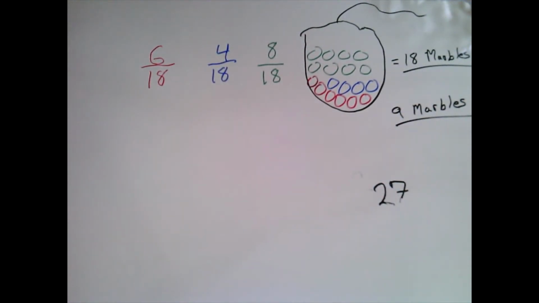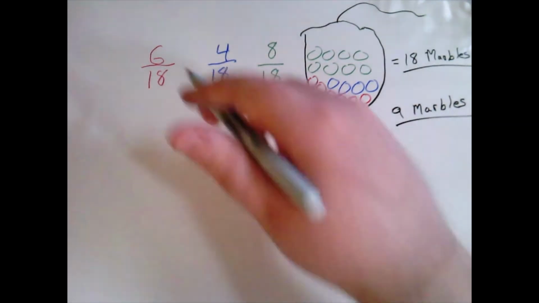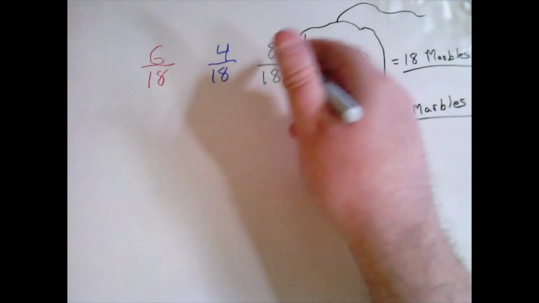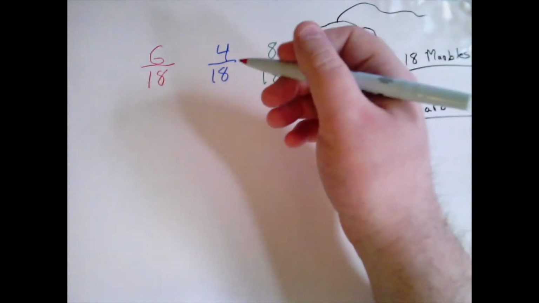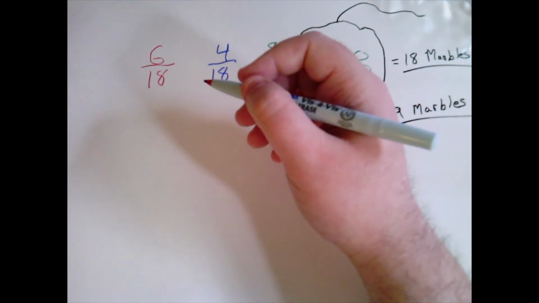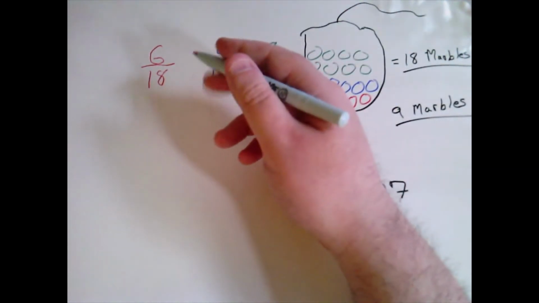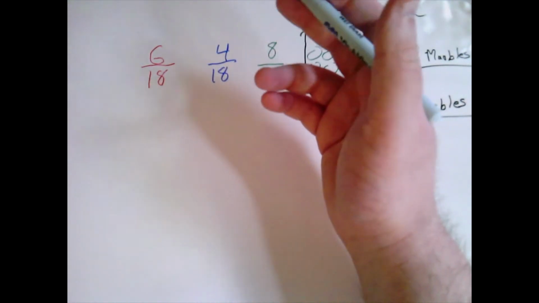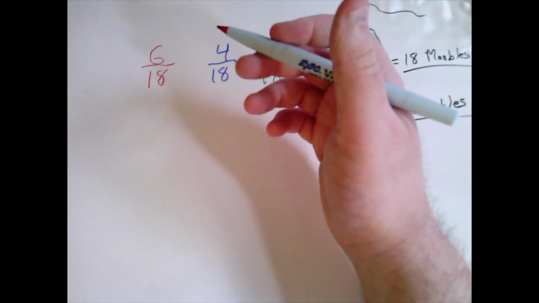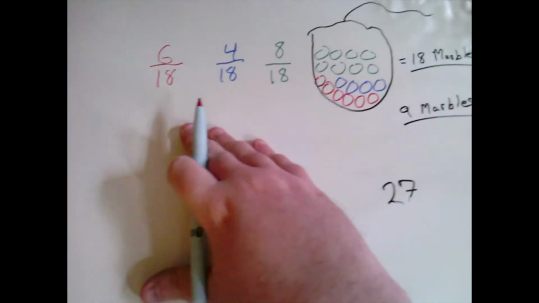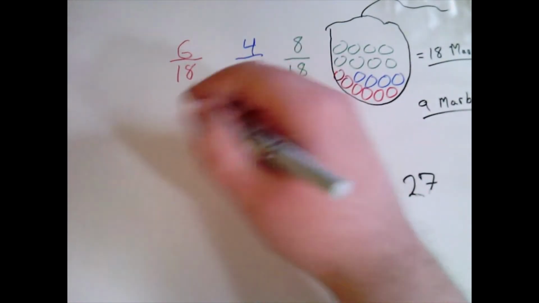So we can leave these as is. We can leave these as 18ths. We can also talk about them as percentages. And the way we would do that is we would divide the numbers out and we would multiply by 100 to come up with what the percent chance is. Let's actually do that real quick. Let's start with 6 18ths.